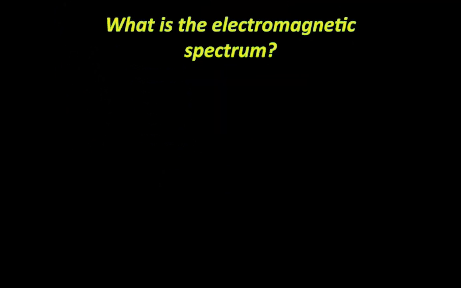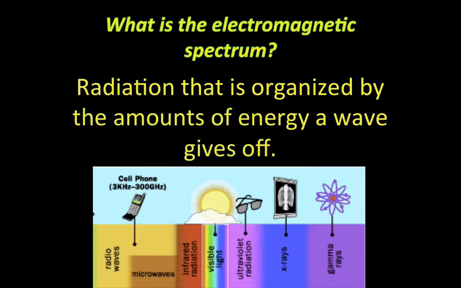Well, first we need to figure out what is the electromagnetic spectrum. The electromagnetic spectrum is radiation that is organized by the amounts of energy a wave gives off. Those are broken down into radio waves, microwaves, infrared radiation, visible light, ultraviolet radiation, X-rays, and gamma rays.